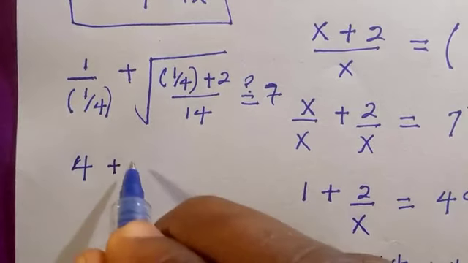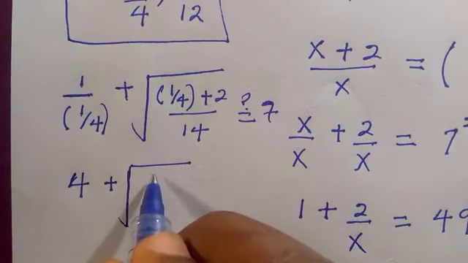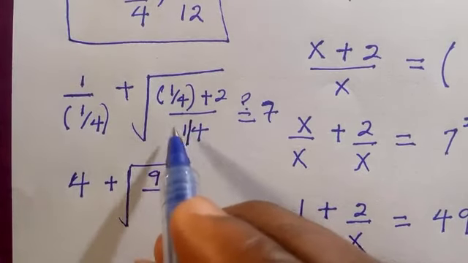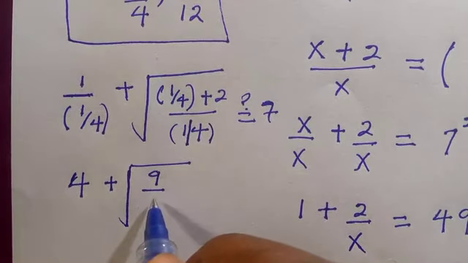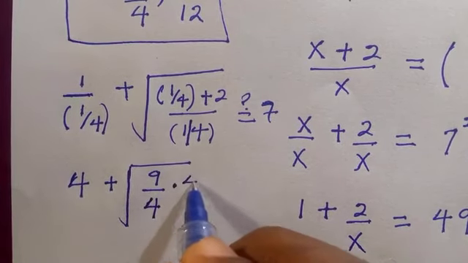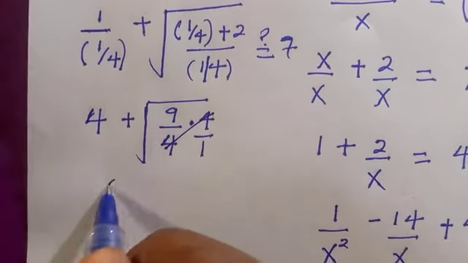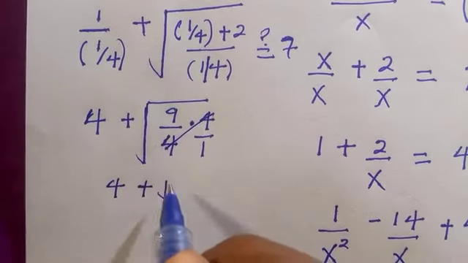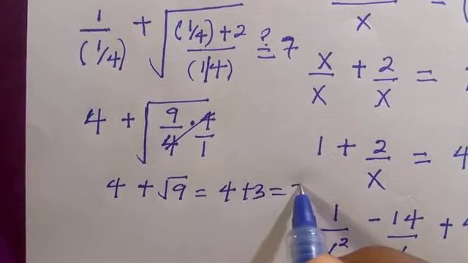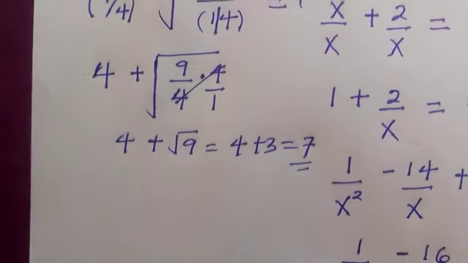Then we have plus the root of, here is 1 over 4 plus 2, that is 9 divided by 4. We just do 4 multiplied by 2, that is 8 plus 1, that is 9 over 4. Then this just comes with division, and we can still multiply it as 4 divided by 1. Then this cancels this, and we have 4 plus root 9, and this equals 4 plus 3, which is 7. So at x equals 1 over 4, this satisfies the equation.